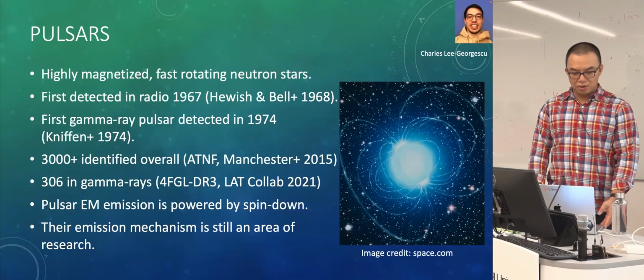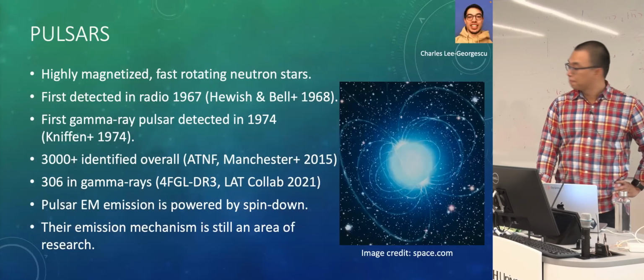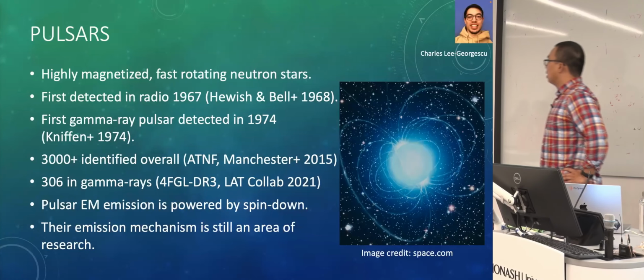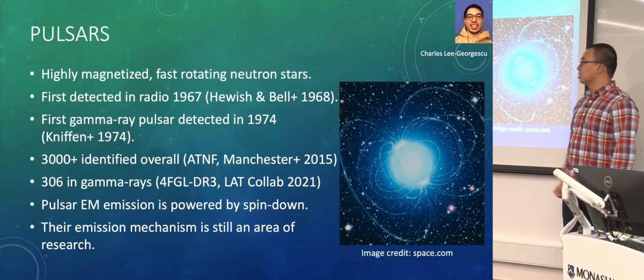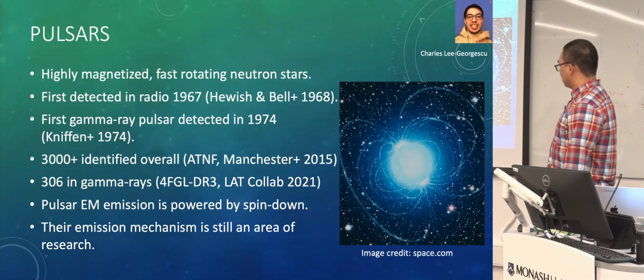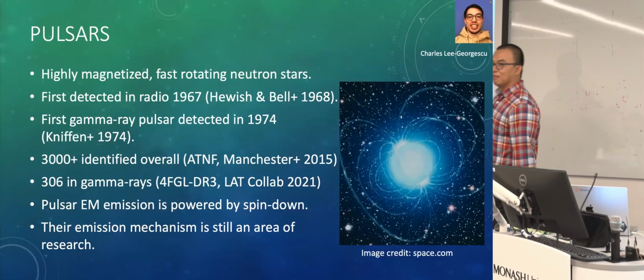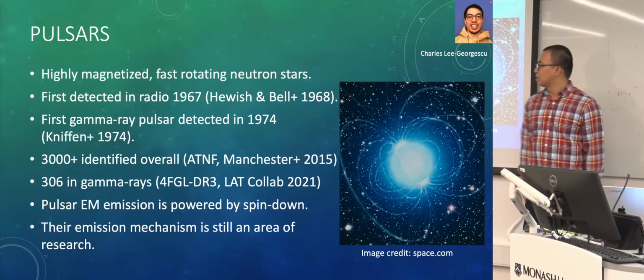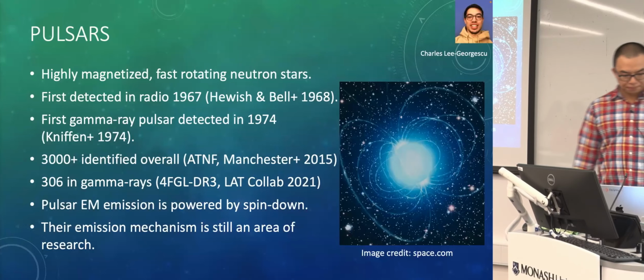And the first gamma-ray pulsar was detected in 1974, not too long after that. At this point, there are over 3,000 pulsars detected in the entire sky, but only about 300 of them are discovered to be emitting gamma rays. Right? So we have 90% of the population that possibly should emit gamma rays that are not detected yet.